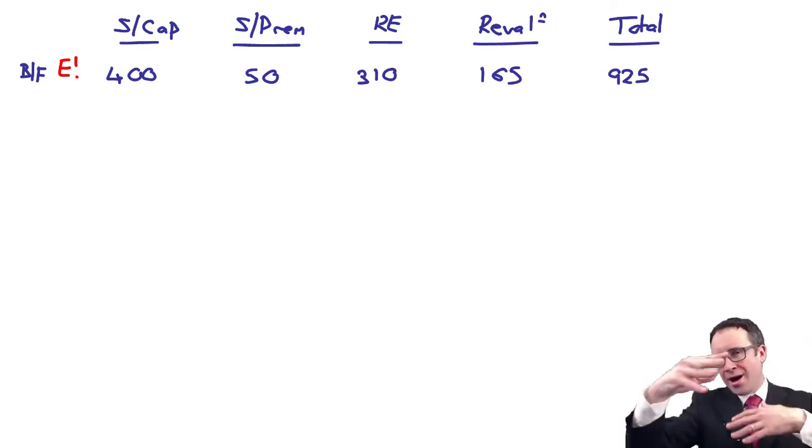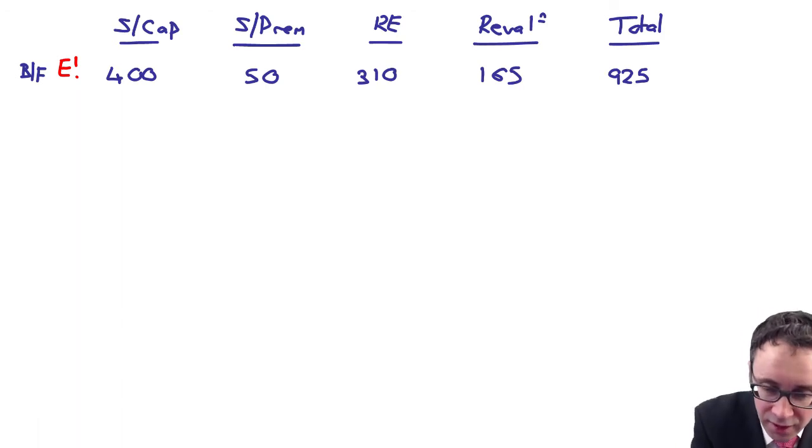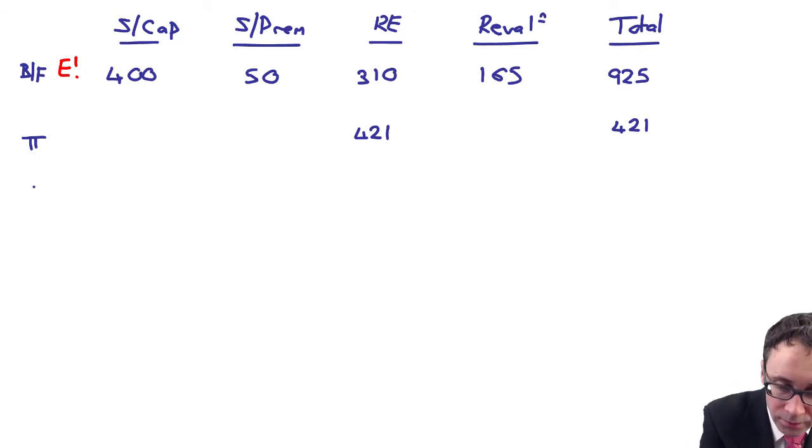Then don't worry about how things are ordered and structured as you go down the page. Just get the easier bits first. So I'm looking at my profit. The profit that you had, was it there, 421? I can put that in as a total.